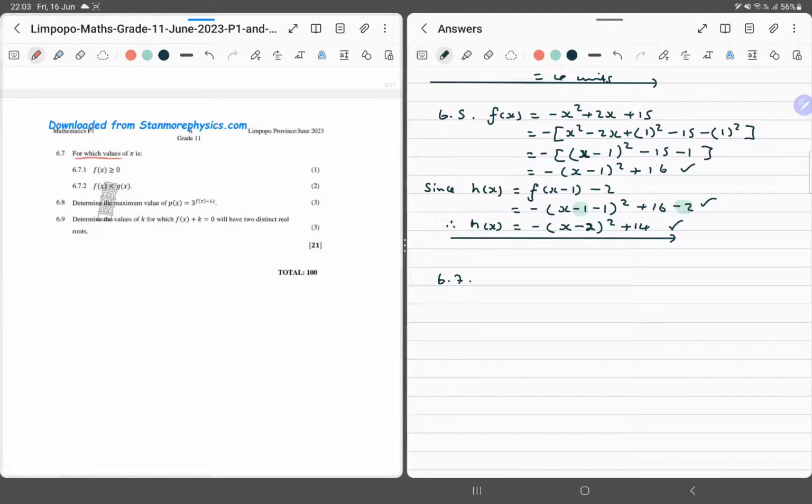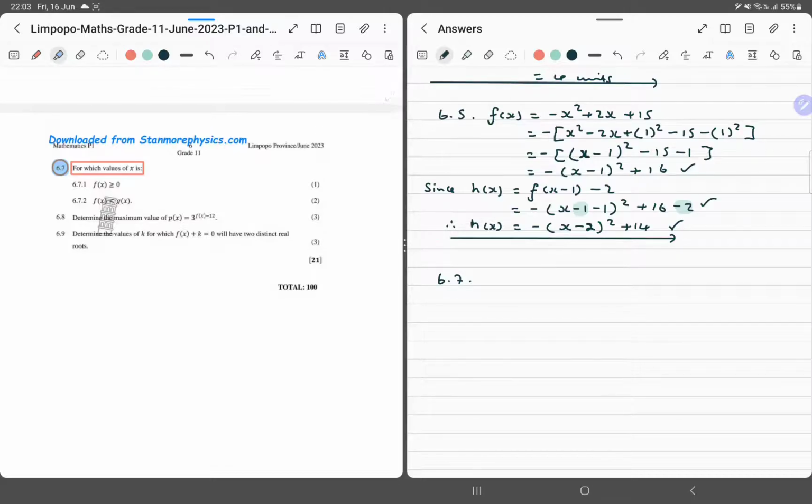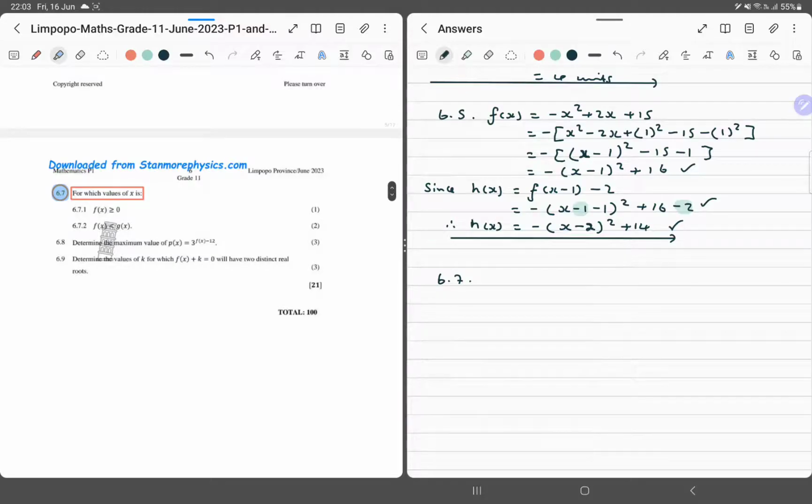Now it says for which values of x. So always this question is there, and I can tell you this was a higher grade question back in the days. So it's a higher order question, so don't take it lightly. Not everyone can answer these questions. Of course, now that you know how to do them, you can. So when is f of x greater than or equal to 0?